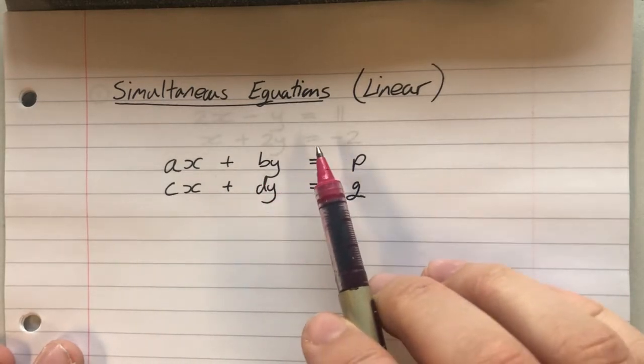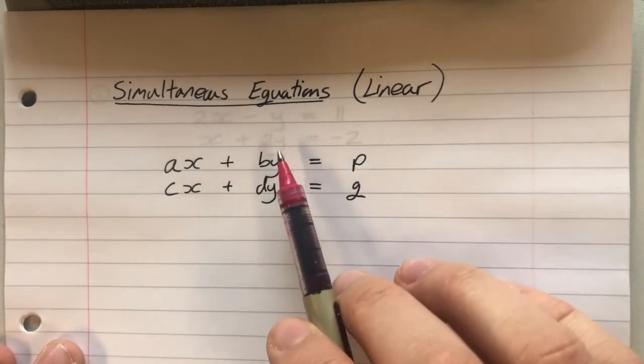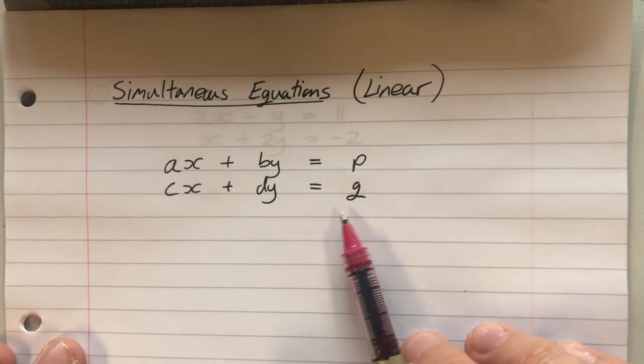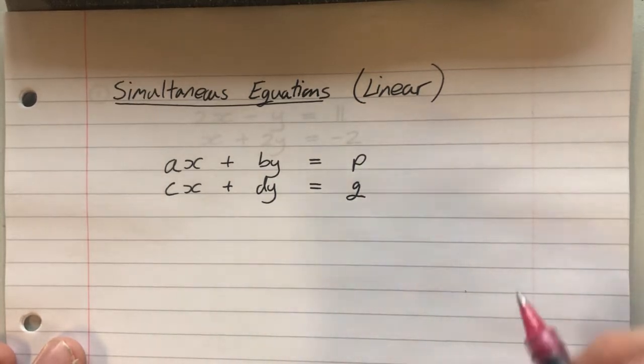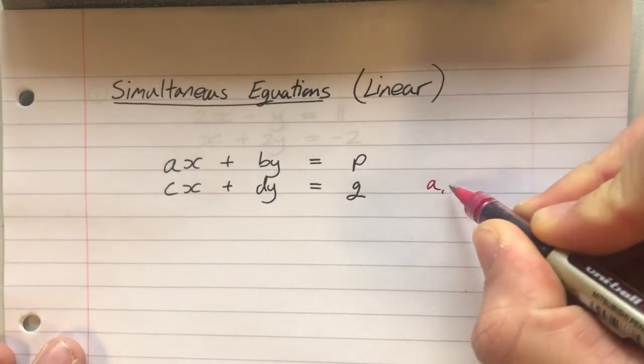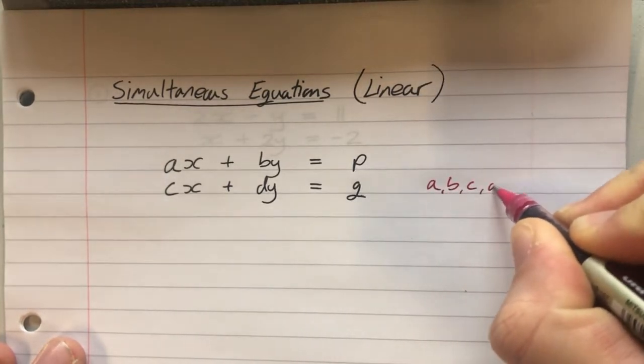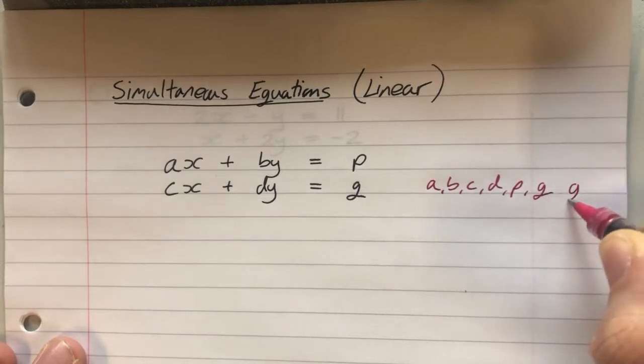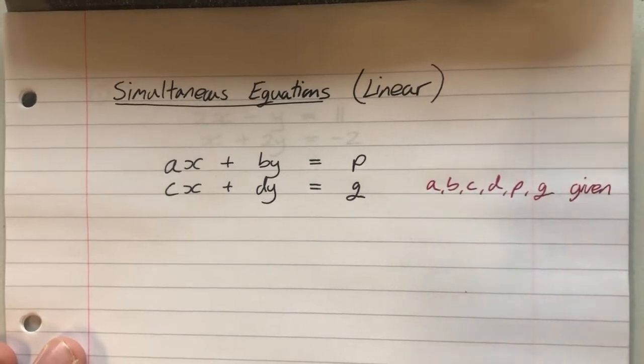So linear simultaneous equations in two variables, so x and y are our variables, will look like this, where A, B, C, D, P and Q are all given. So these are all numbers that are given in the question.